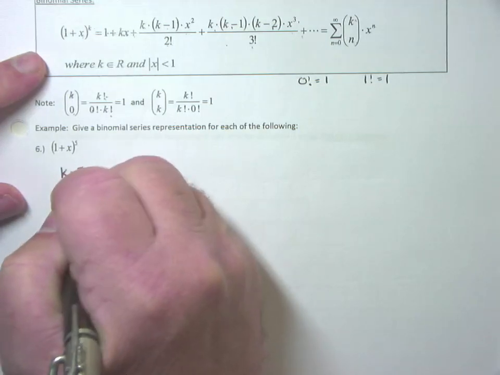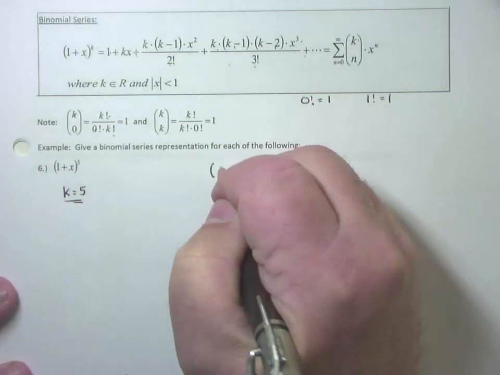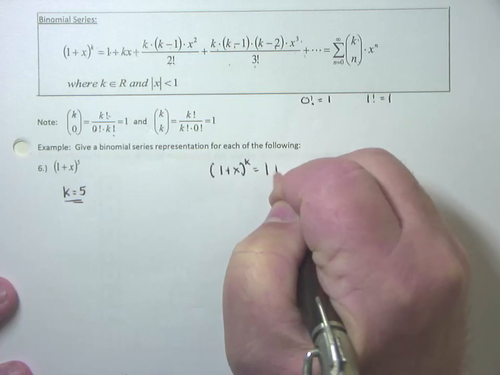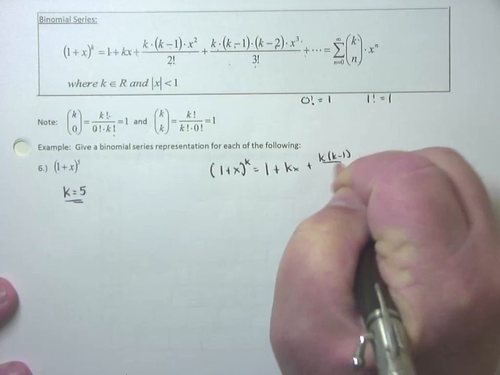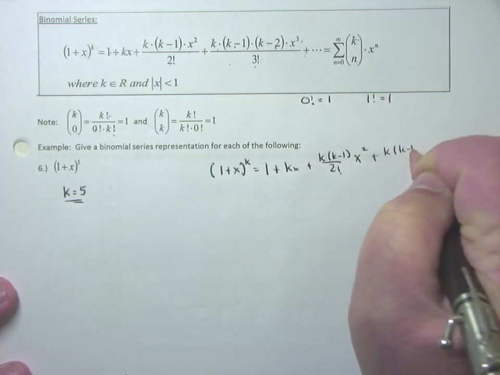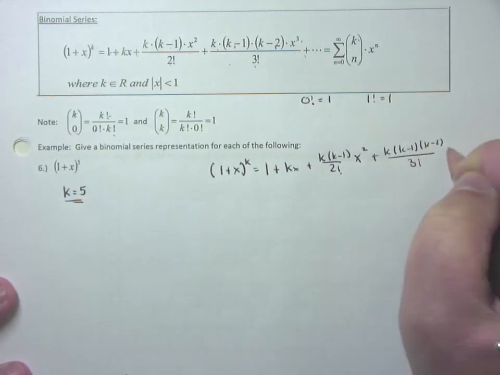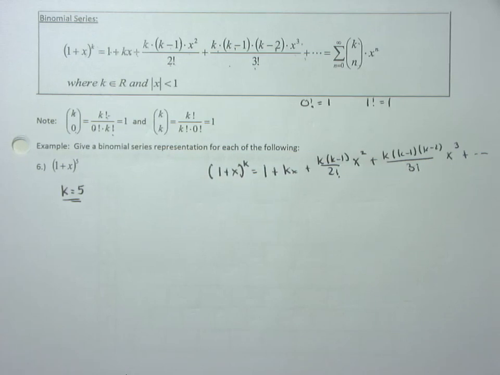K is equal to 5, right? And I have the formula memorized. (1 + x)^k is equal to, catch a pattern, 1 + kx + k(k - 1)/2! x^2 + k(k - 1)(k - 2)/3! x^3 + dot, dot, dot. There's a pattern here. What we're teaching you guys, just like with your Taylor and Maclaurin series, is the pattern.